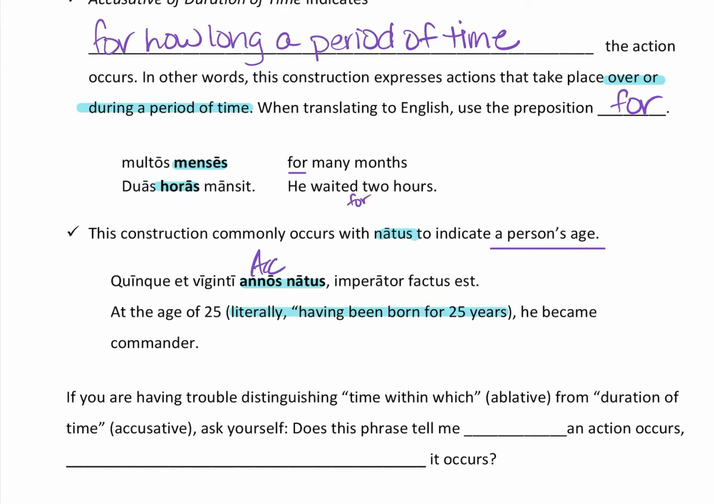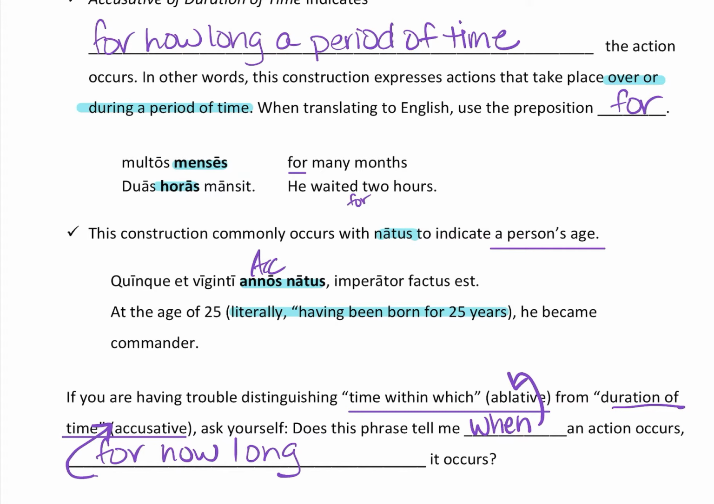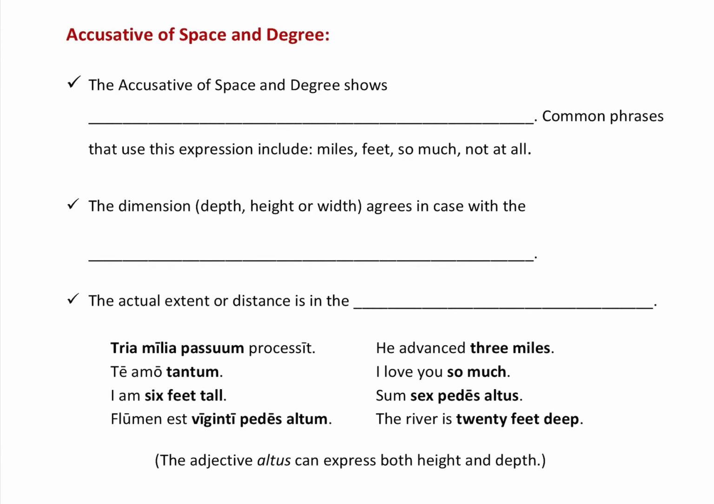Now, if you're having trouble distinguishing time within which, which is basically ablative, from the duration of time, which is in the accusative, you have to ask yourself, does this phrase tell me when an action occurs, right? Or for how long it occurs? That will tell you. So time within which would be ablative, when, and duration of time, for how long, makes it into the accusative.